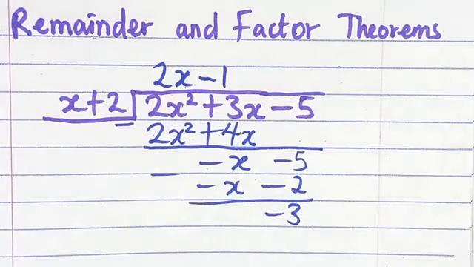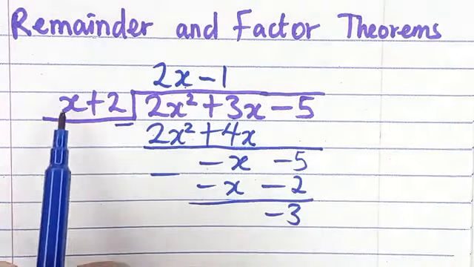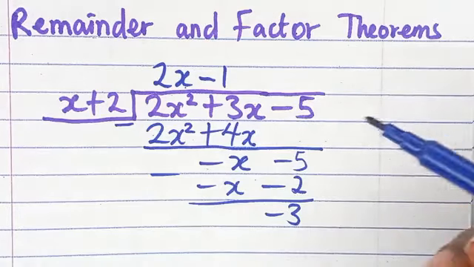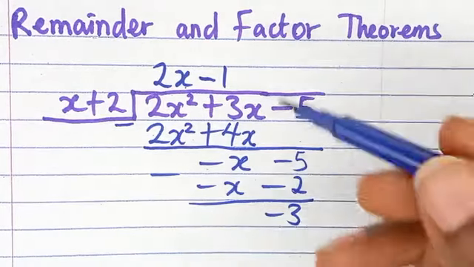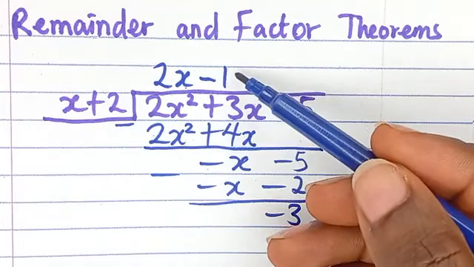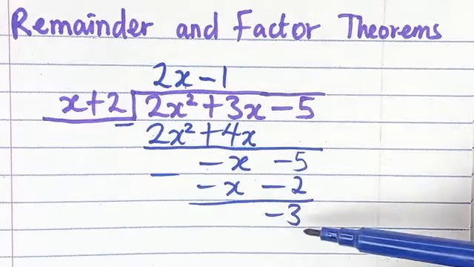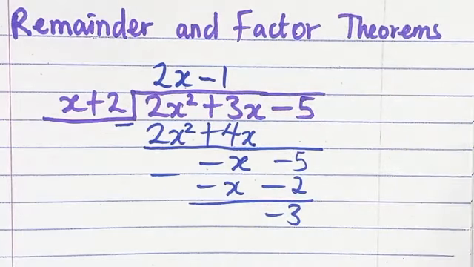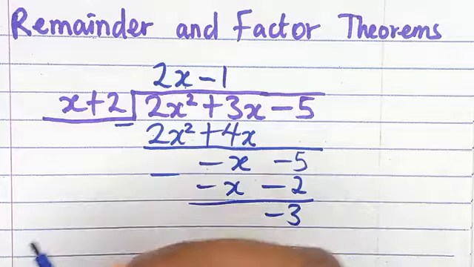So we have minus 3 as remaining, because the first term here can no longer divide into this. They are not in the same terms, and there is no x there to divide. So this is the remainder. Now this is the dividend, this is the divisor, this is the quotient, the result of the division, and this is the remainder. We usually write it this way.